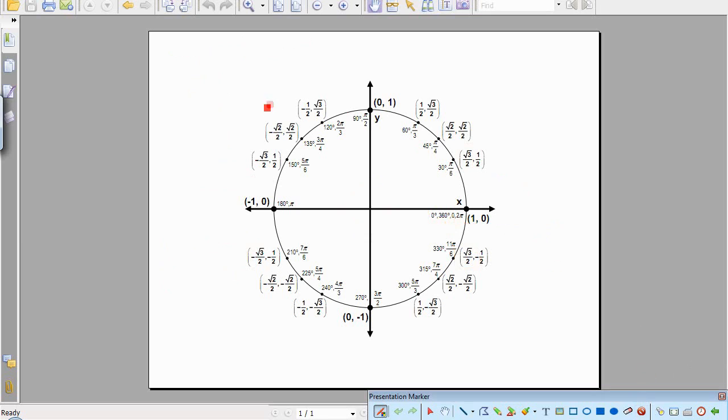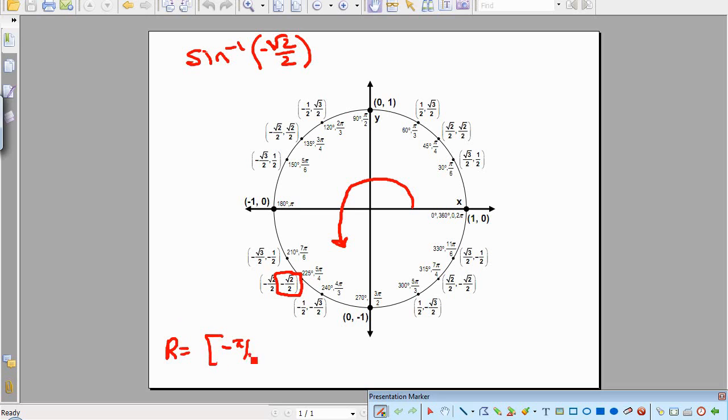Our second problem is going to be looking at sine inverse of negative radical 2 over 2. The first answer as I make my way around the circle is here at 5 pi over 4. There you go. I have that. Except here's the problem. If you remember, sine inverse's range only gives answers from negative pi over 2 to pi over 2.